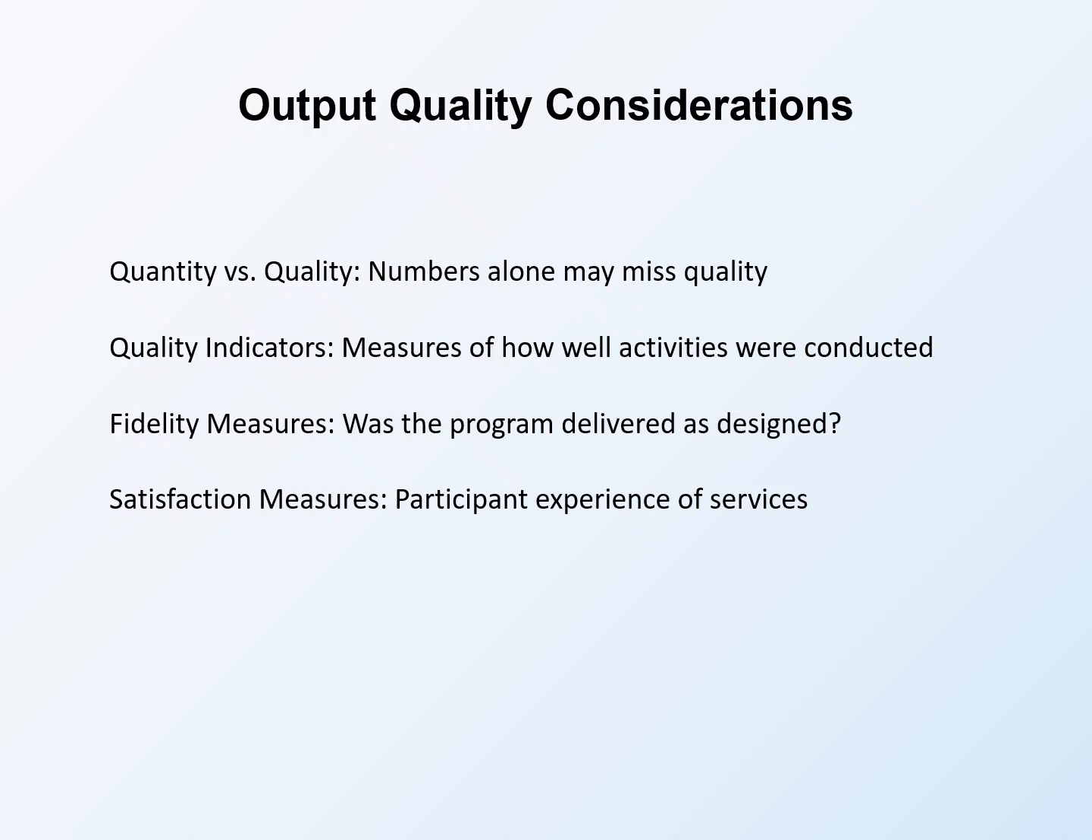While outputs emphasize quantity, quality considerations matter too. Quantity versus quality tension exists because raw numbers may miss quality. Serving many people poorly differs from serving fewer well. Consider both dimensions. Quality indicators measure how well activities were conducted. Staff qualifications, adherence to protocols, and service standards are quality indicators that complement quantity outputs.